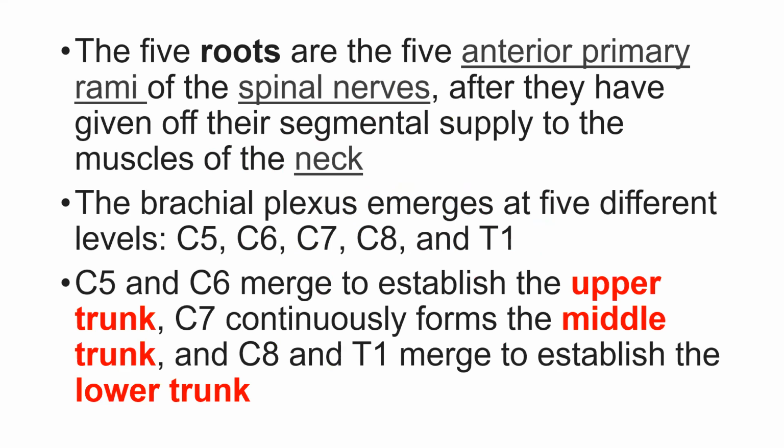The 5 roots are the 5 anterior primary rami of the spinal nerves after they have given off their segmental supply to the muscles of the neck. The brachial plexus emerges at 5 different levels, and these come out. Branches C5, C6, C7, C8, and T1. I'm going to bore you. These join and they start forming the brachial plexus.